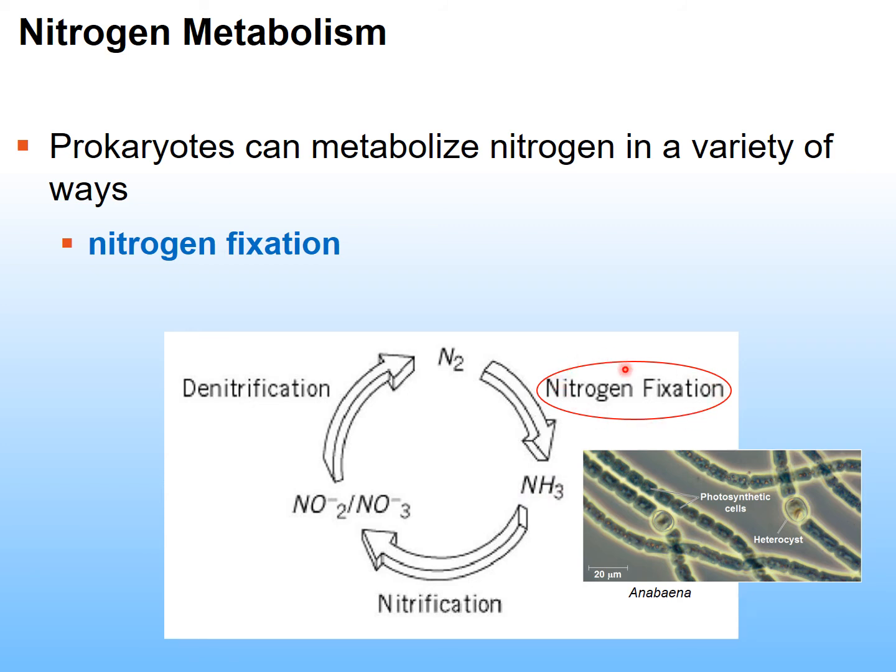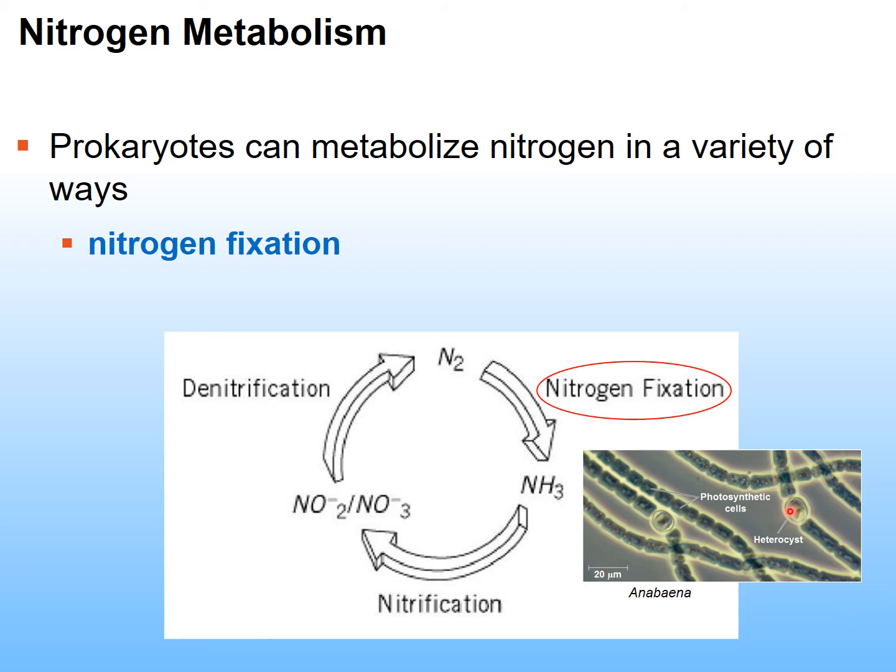Here's an example. This is actually a cyanobacterium called Anabaena. And there are two types of cells: the photosynthetic cells, and what are called the heterocysts. The heterocysts are the cells that actually can fix nitrogen. They have the enzymes required to do that. And then the ammonia can be transferred to the photosynthetic cells. The photosynthetic cells can fix carbon and then transfer the carbon-containing compounds to the heterocysts. So this is an example of cooperation, which we're going to talk about later.